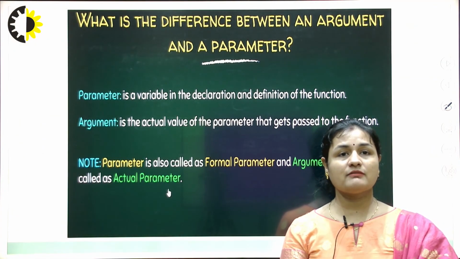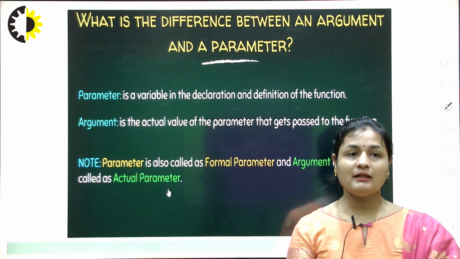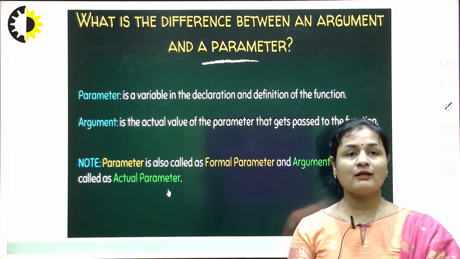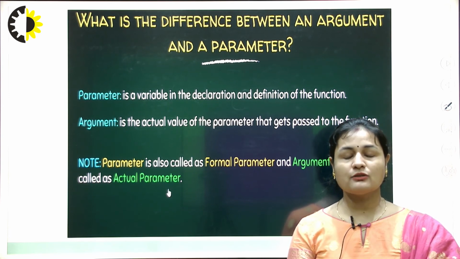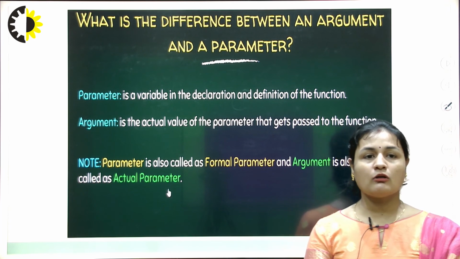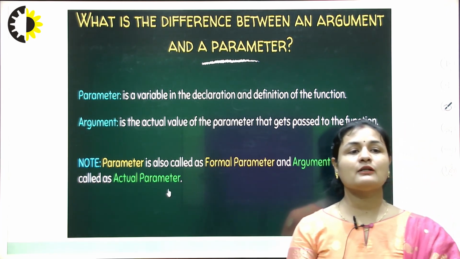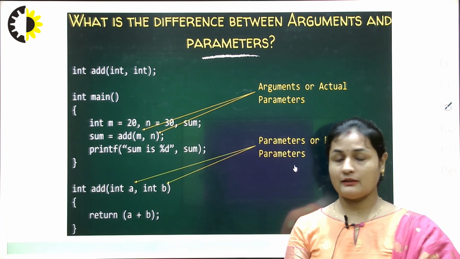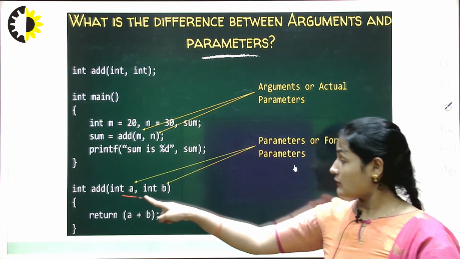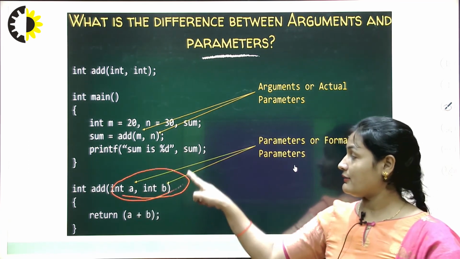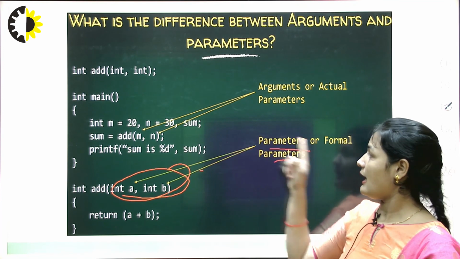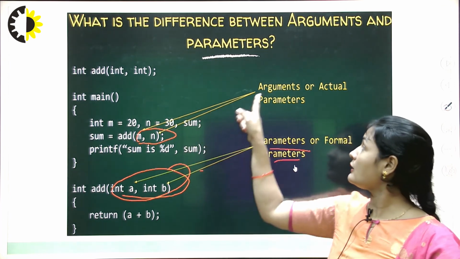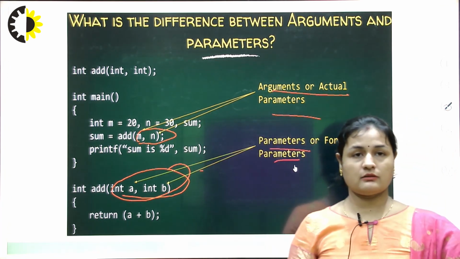So what is the basic difference between argument and parameter? A parameter is a variable in the declaration and the definition of the function, and an argument is the actual value of the parameter that gets passed to the function. Parameter is also called formal parameter and argument is also called actual parameter. Whatever we use in the function definition is known as the parameters, and when we call a function, the input that is used is known as the argument or actual parameters.